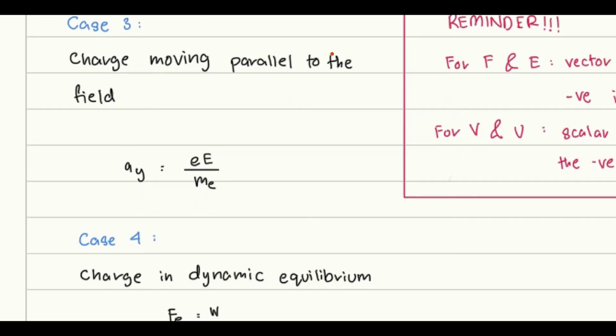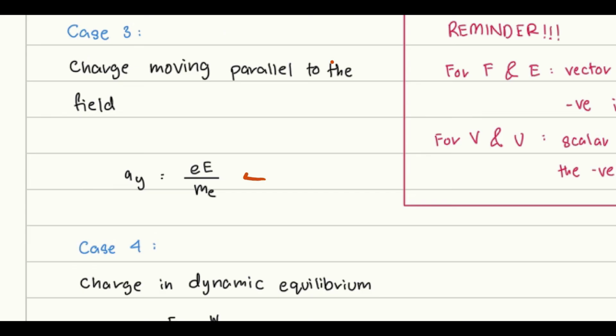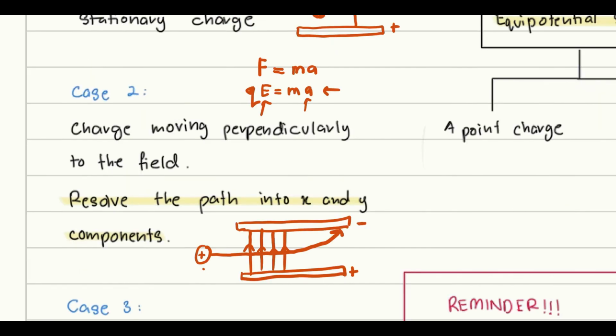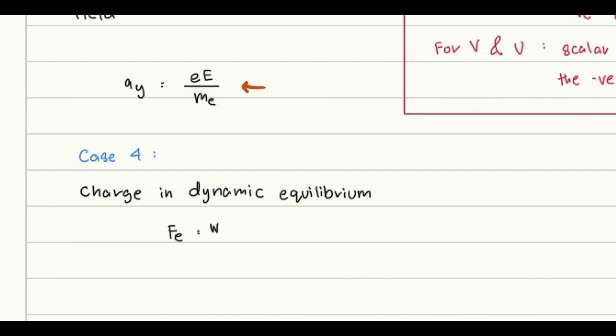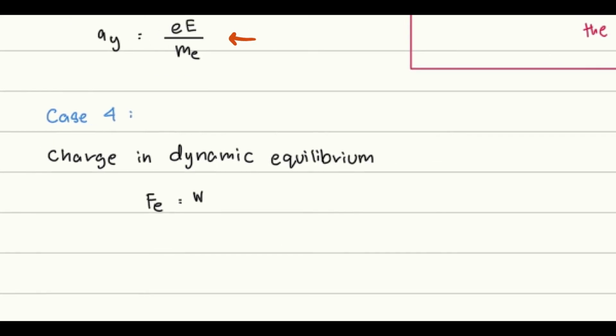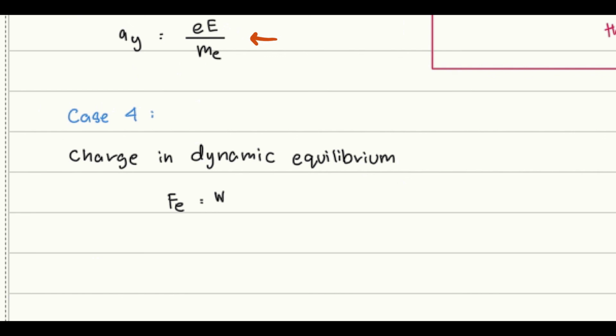Case number 3 is the one that I told you just now. Moving parallel to the field means you have a charge, for example positive here, so it is attracted to negative. And the last one is for charge in dynamic equilibrium. For this charge, we are considering the weight. So if you expand the equation, it's QE equal to mg.